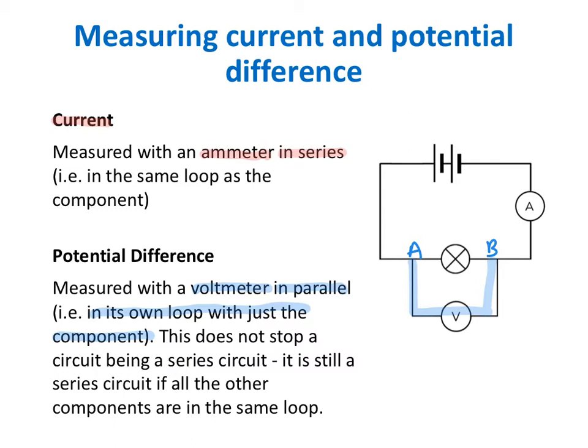The voltmeter always has to be in parallel, but this is still a series circuit because as far as the components are concerned, other than the voltmeter, so as far as the bulb and the cells are concerned, they are all in one continuous loop. So if all the other components other than the voltmeter are in one loop, or there's only one path, then that's still a series circuit. So adding a voltmeter which is in parallel does not make the circuit in itself a parallel circuit.